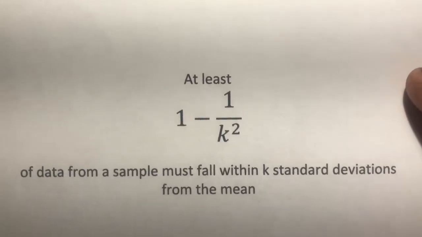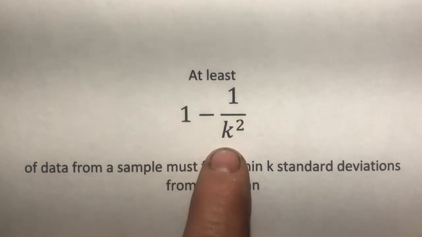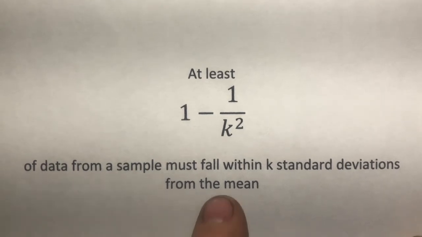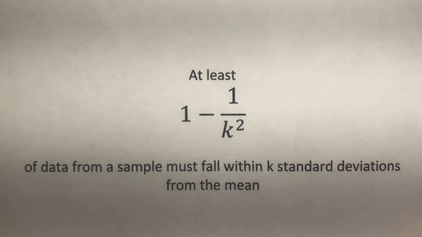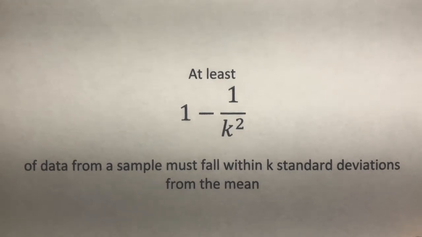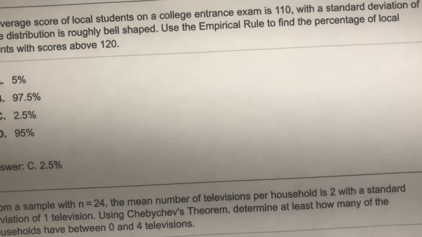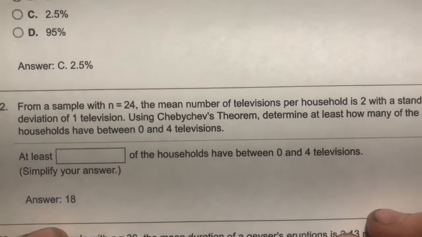But this is Chebychev's inequality. And here's what it says. At least 1 minus 1 over k squared of data from a sample must fall within k standard deviations from the mean. Okay, so 1 minus 1 over k squared. What does that mean? Well, let's look at number 22, I think is where it starts talking about Chebychev's.